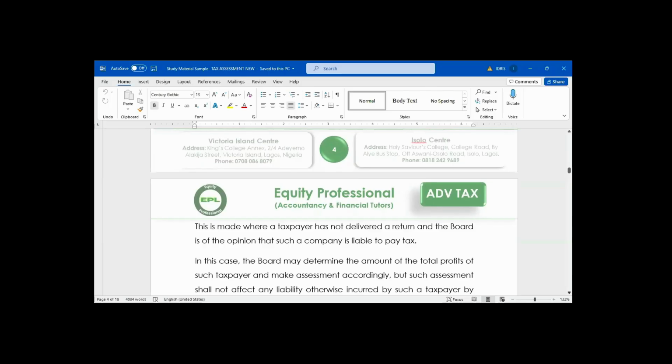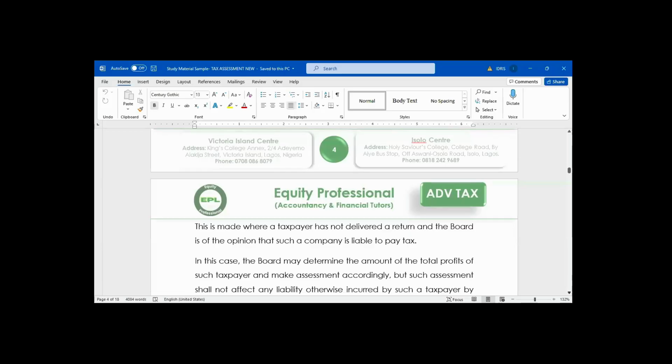Now, provisional assessment. What is provisional assessment? Provisional assessment is where the taxpayer wants to collect a tax clearance certificate, but they have not finished preparing their financial statement and they need to pay tax. They can pay tax based on the amount of tax that they paid in the preceding year.